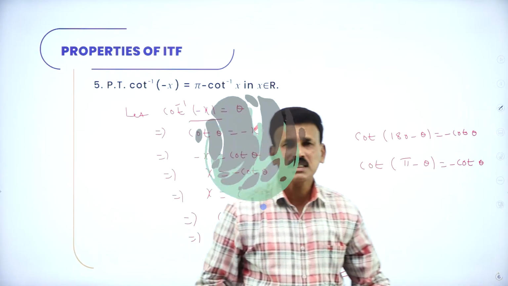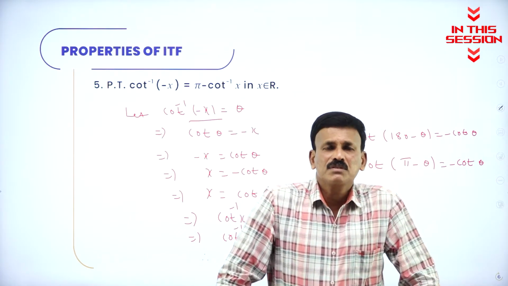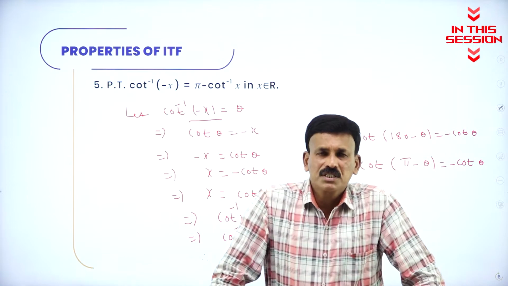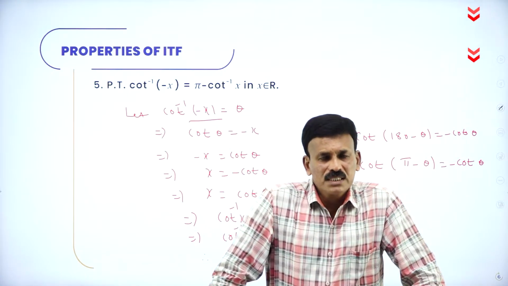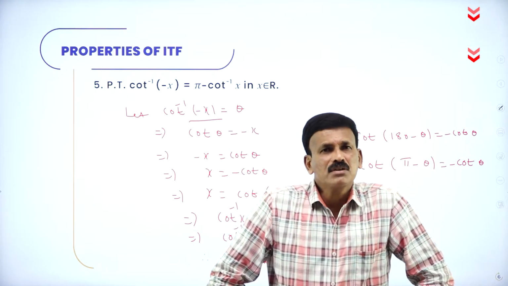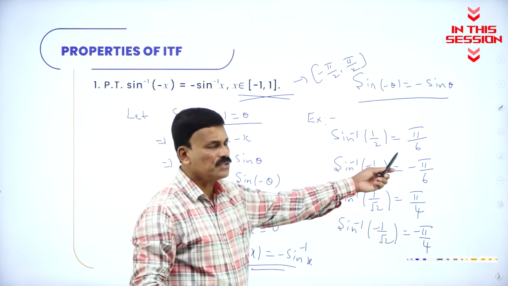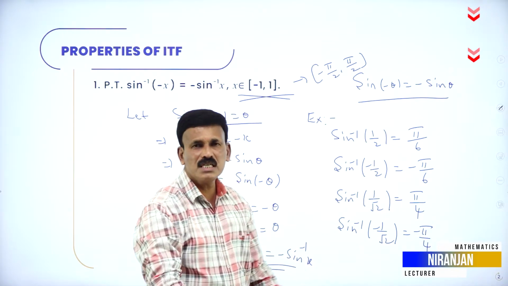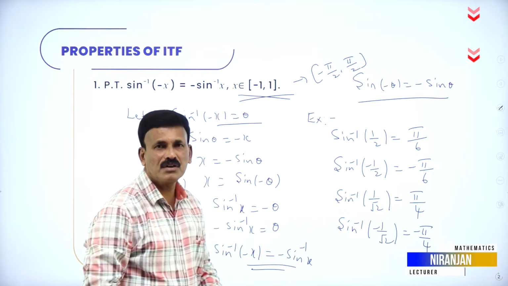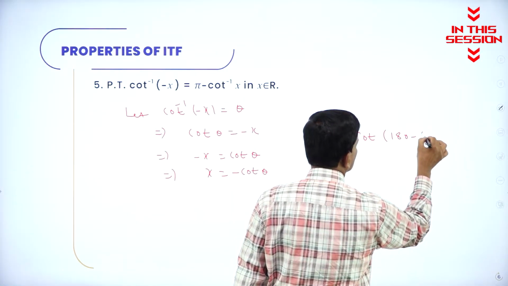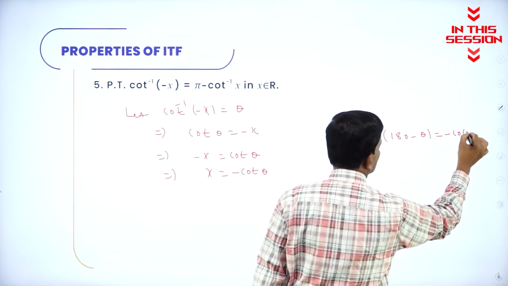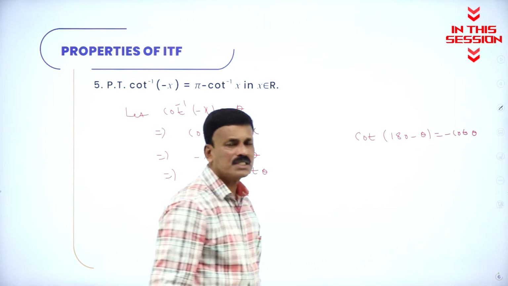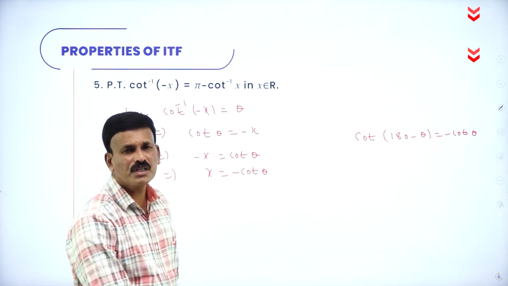Only for cos and cot. Cos inverse of minus x is pi minus cos inverse x. Cot inverse of minus x is also equal to pi minus cot inverse x. If x is positive, theta is also positive, range is positive. If x is negative, theta is negative. That is regarding the first property. Cot of 180 minus theta is equal to minus cot theta, because this comes in the second quadrant.